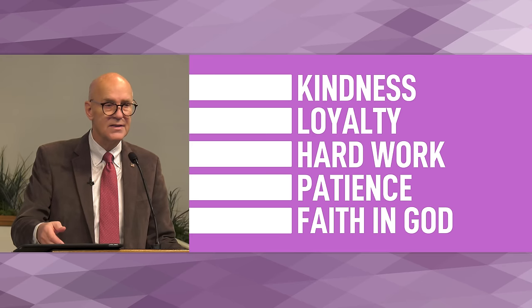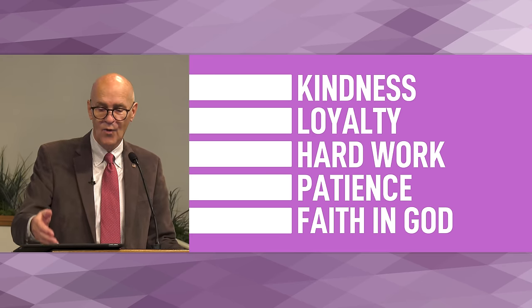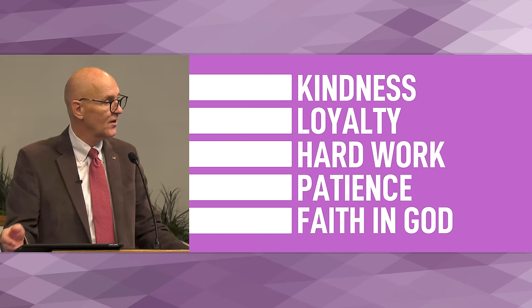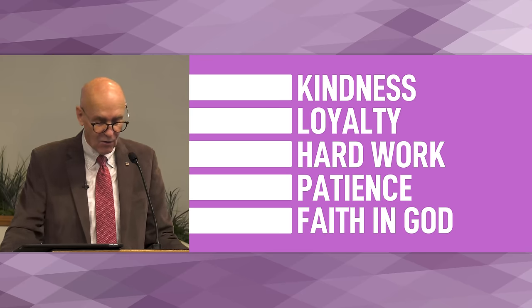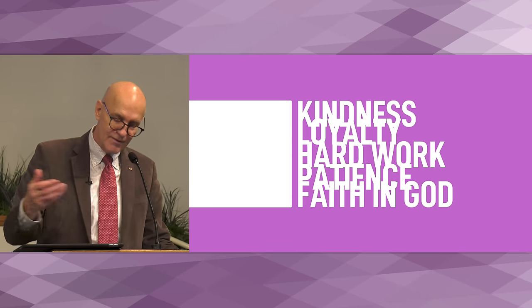Love is kindness and loyalty and hard work and patience and faith in God. That's what love is in a relationship. When you take all the five strands together, they produce love. My prayer is that these cords of love will surround and bless each of your relationships. God bless each of you and each of your relationships now and in the future as you pursue to produce the cords of love that will bind you with your loved one forever and ever again.